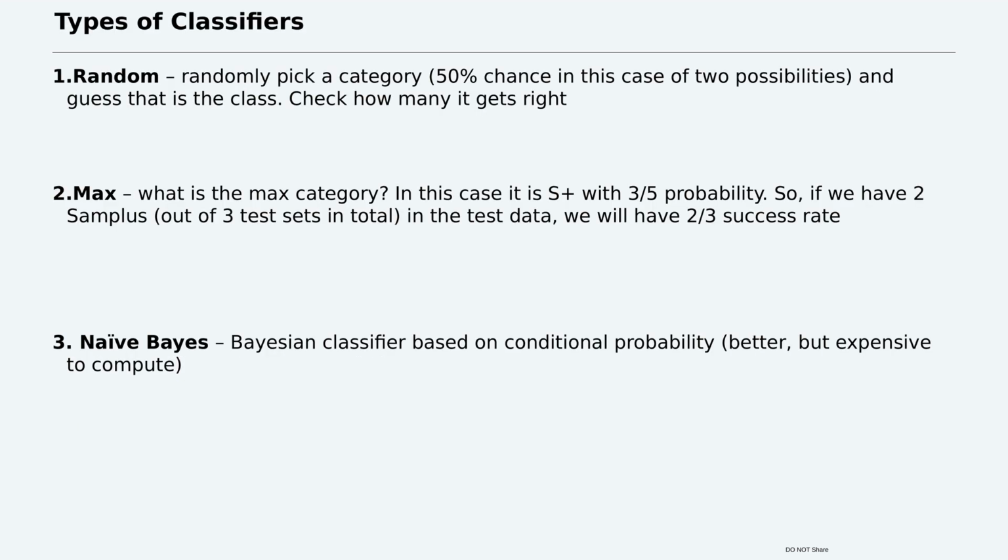There are 3 types of classifiers we can use in making probabilistic predictions. Random classifier guesses a label uniformly, so it succeeds by chance about half the time if there are only 2 categories. This is good for distributions with class balance. Max always picks the most frequent class, giving a 2/3 success in our example. This is good for data sets with heavy bias towards one class. Naive Bayes uses conditional probabilities to make smarter predictions, though it can be computationally heavier.